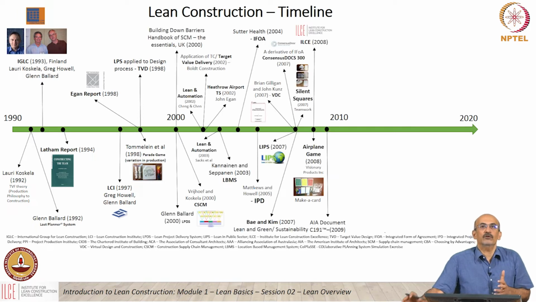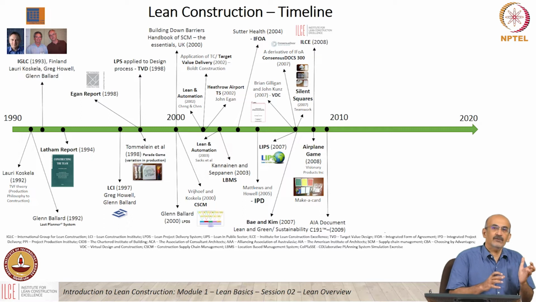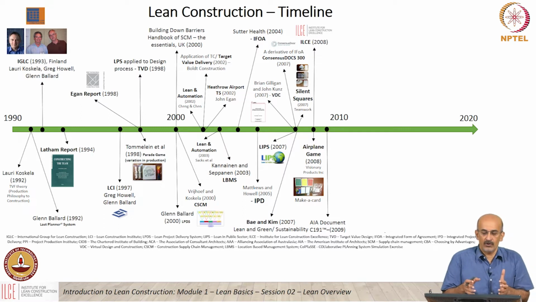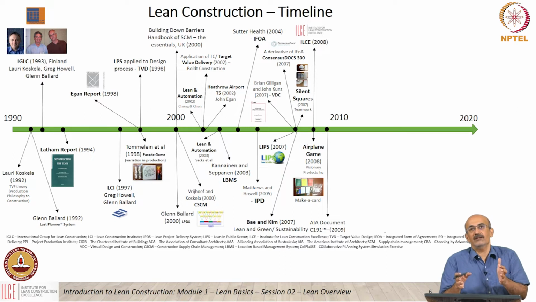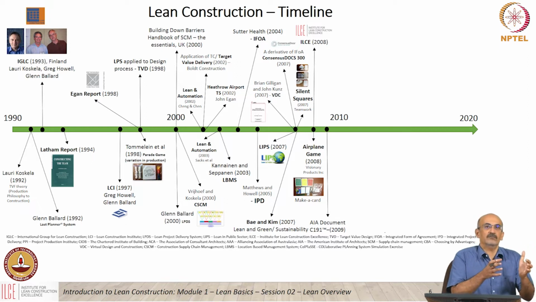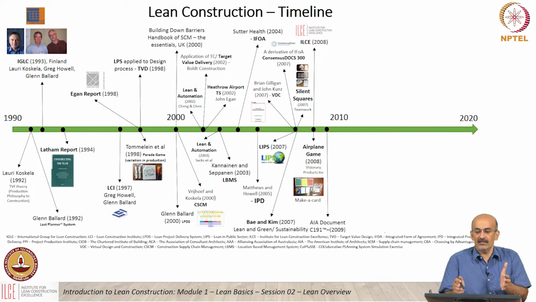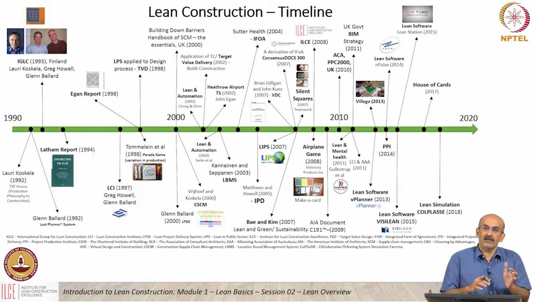And then from 2000 to about 2010, there were a lot of implementations, whether it was Heathrow Airport or Sutter Health implementing in their hospital projects. There was a lot more implementation and learning from implementation. And then organizations like LIPS, which is lean in the public sector, asked why lean should only be driven in the private sector. The public sector has many more mega projects. So lean in the public sector started, lean became more formalized, and a lot more application knowledge came during this decade. And as we progress, we see lean construction as kind of mainstream.